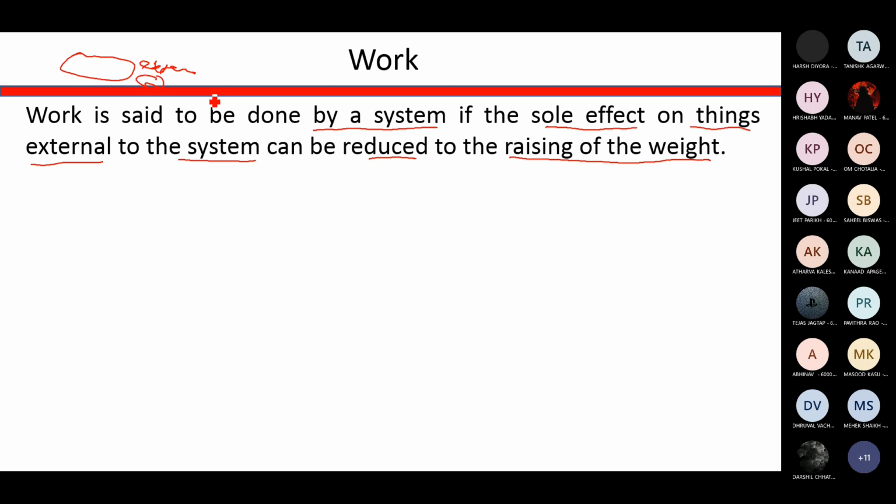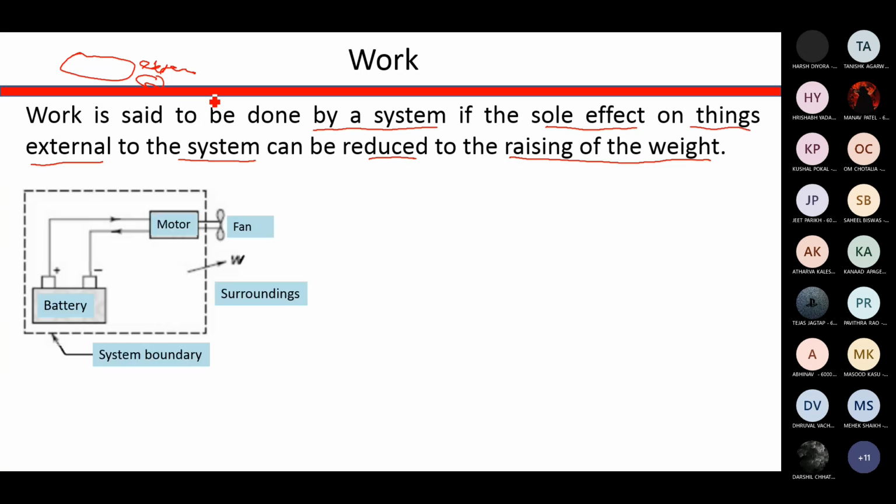Fine. Now I am going to project the diagram on the screen, and you have to find out whether there is some work involved or not. So what do you see on the left hand side? We have a battery motor arrangement. So there is the electrical torque wheel. This is connected to the motor, and there is a fan which is attached to the motor, right? And you can see the system boundary shown by the dotted line, right?